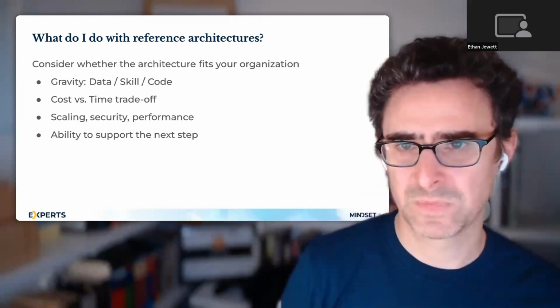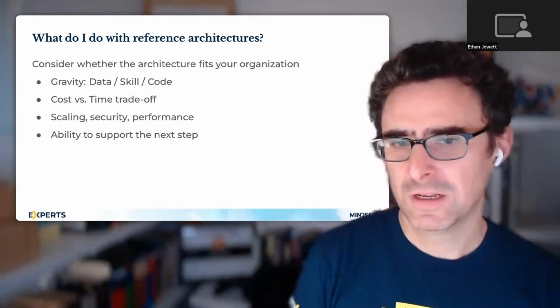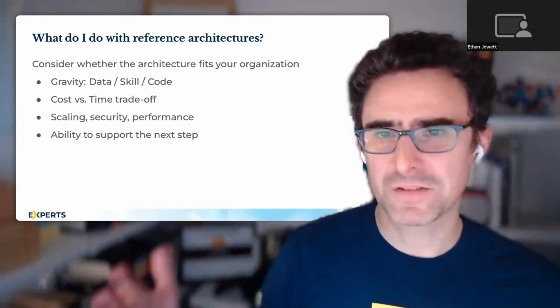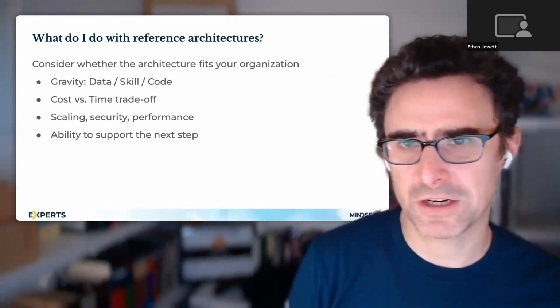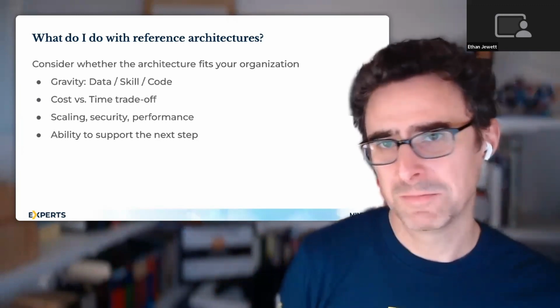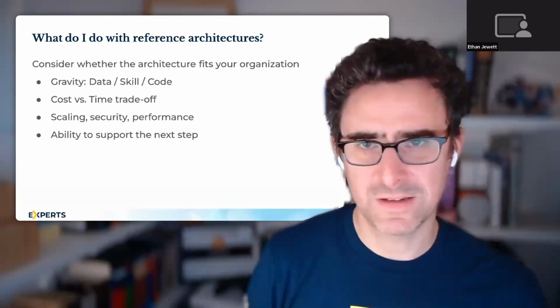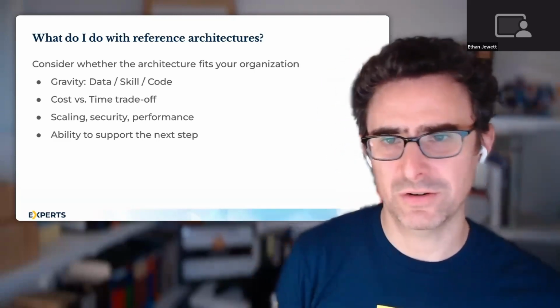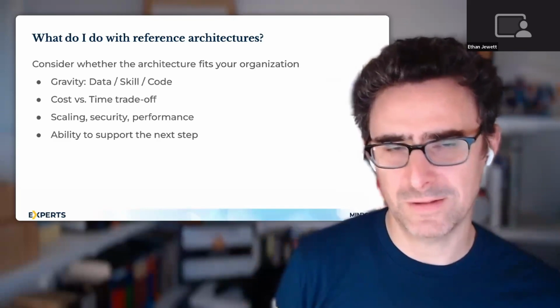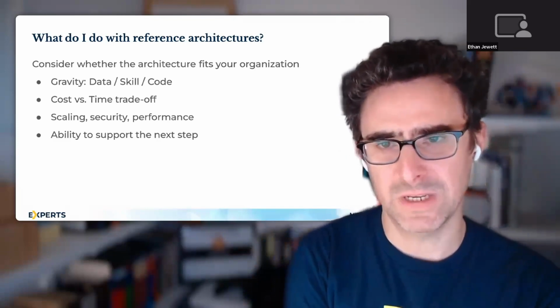So this is a trade-off we need to be thinking about for each of the nodes in each of these architectures. Third, scaling, security, and performance, something we always have to consider. Sometimes these architectures are built for massive scale and we don't need it. Sometimes they are built for smaller scale than we've got, and we need to think about whether we need to do something different. The same for security and the same for performance. Do we have specific security needs that the architecture doesn't meet? Do we have specific performance needs that the architecture doesn't meet?